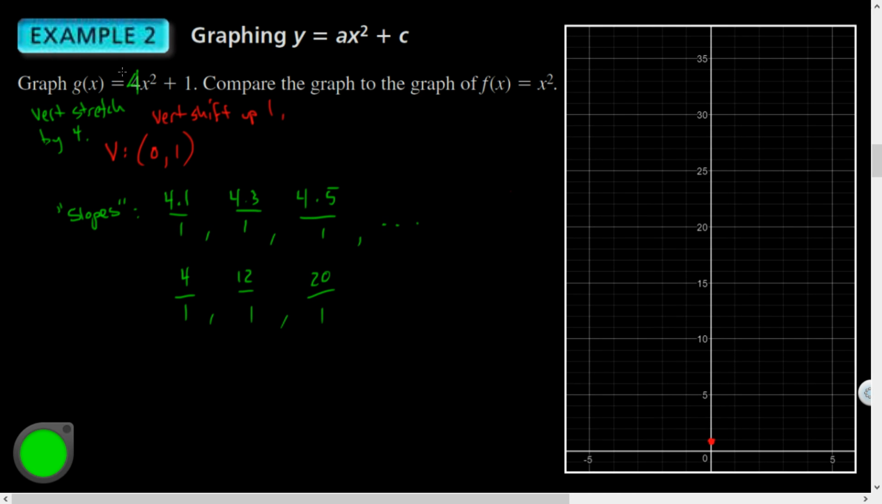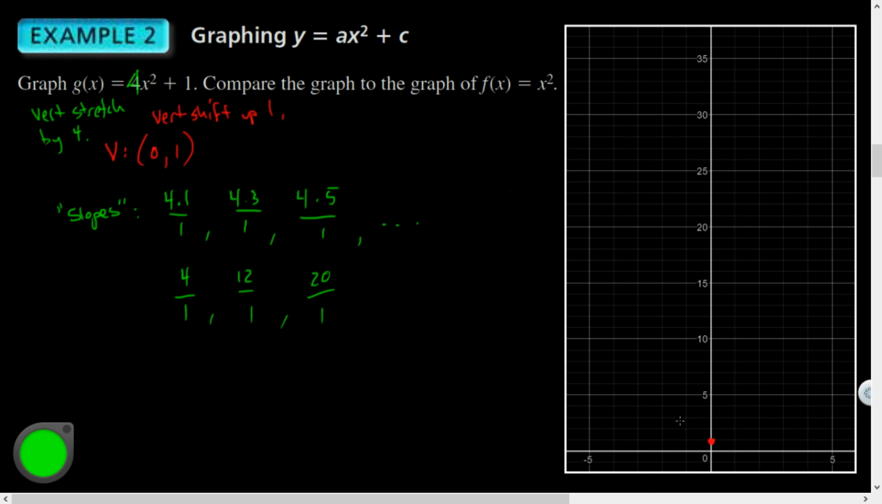Because this 4 was positive, I knew that it was going to open up. I knew the +1 was going to shift my vertex up, and that vertical stretch by 4, I was like, I need to give myself lots of space for a very steep parabola here. This is going to be gaining ground fast. All right, so watch us graph this.